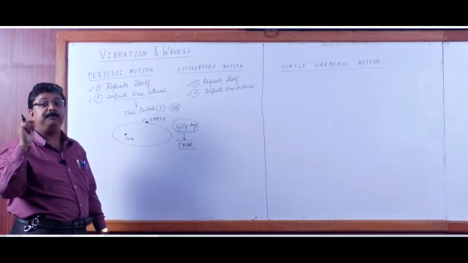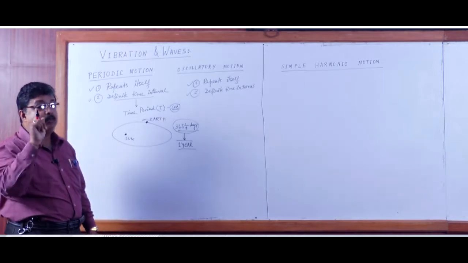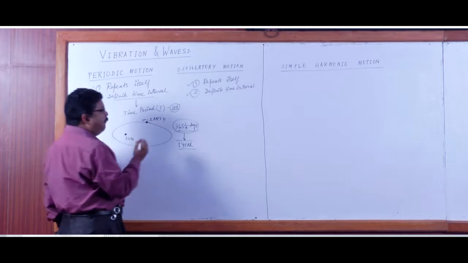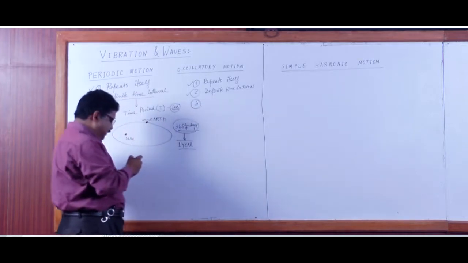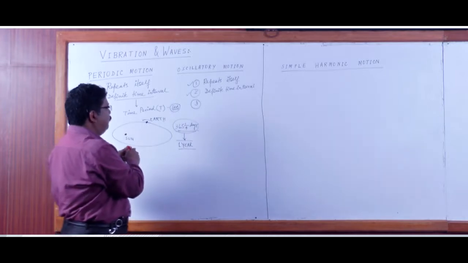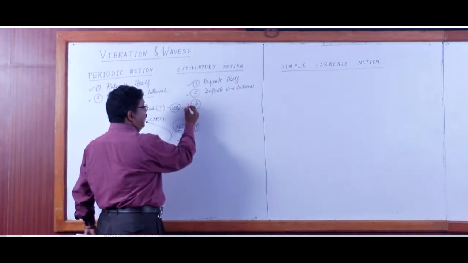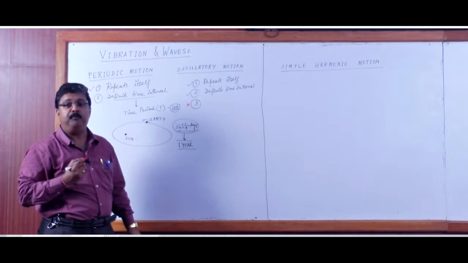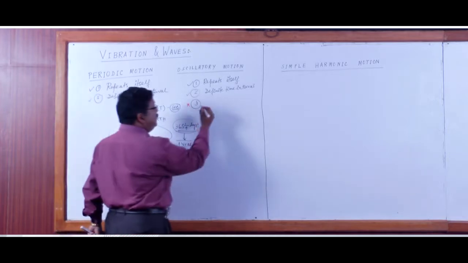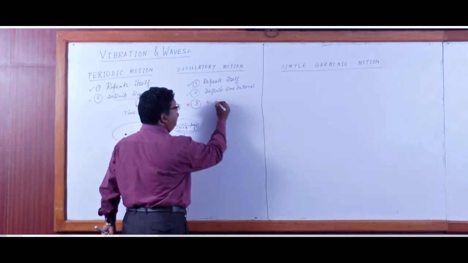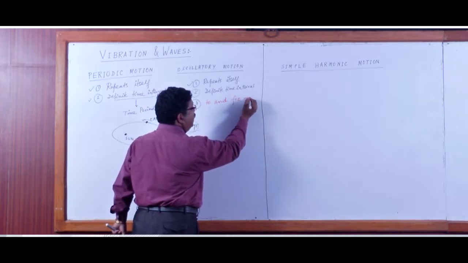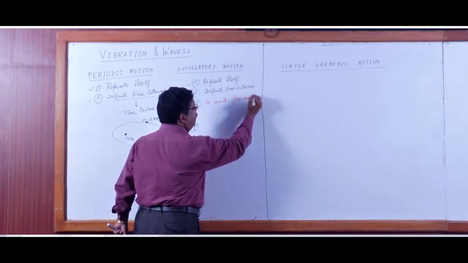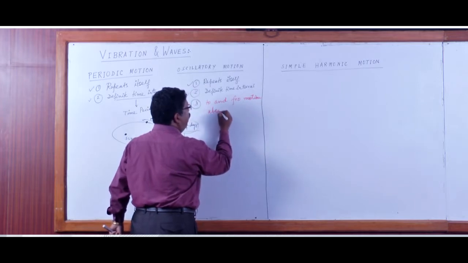Then there must be some special characteristics. There is one very special characteristic about oscillatory motion, that is the third point. We are putting a star mark, that is the third point, just for our remembering. This third point means that there must be to and fro motion about a point.